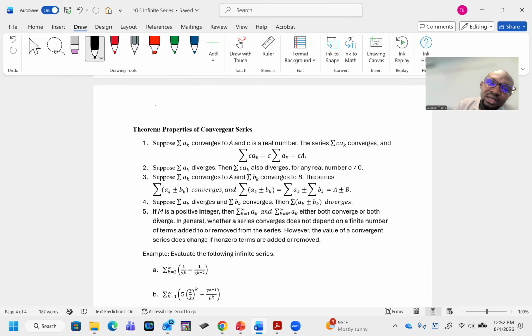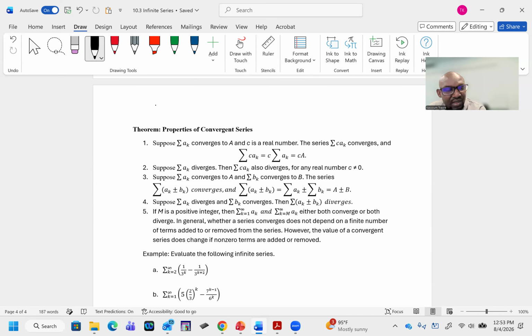Suppose the sum of a sub k converges to a and c is a real number. The series sum of c times a sub k converges, and it will be what? C times a. And suppose the sum of a sub k diverges, then the sum of c times a sub k also diverges for any real number c different from 0.